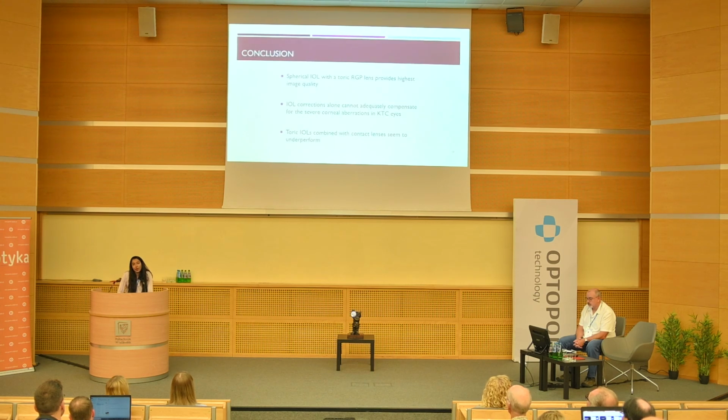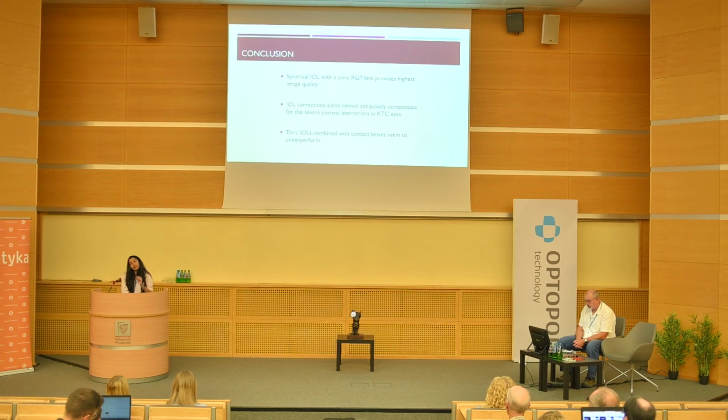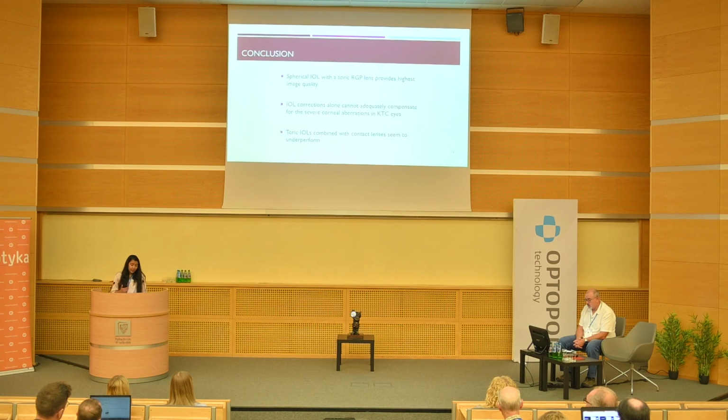So on concluding, among all the IOL corrections, according to this study, spherical IOL with a toric RGP lens provides the highest image quality, and IOL corrections alone cannot adequately compensate for several of the corneal aberrations in the keratoconic eye, at least compared with the contact lenses. And toric IOLs, when it's just the toric IOLs, are slightly better than spherical IOLs. But when compared to contact lens corrections, toric IOL seems to underperform.